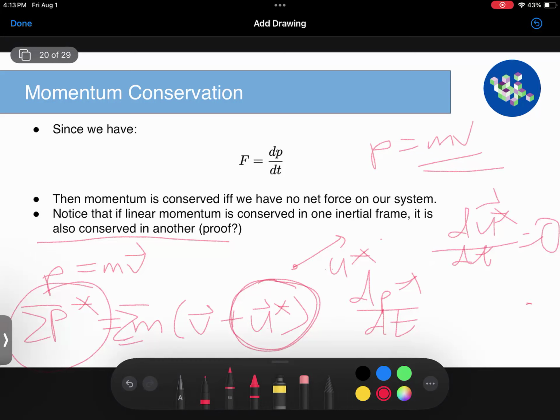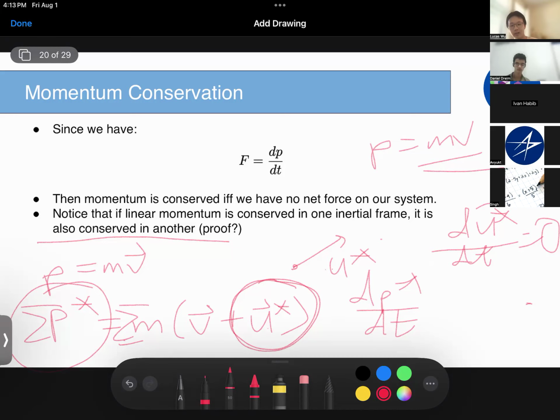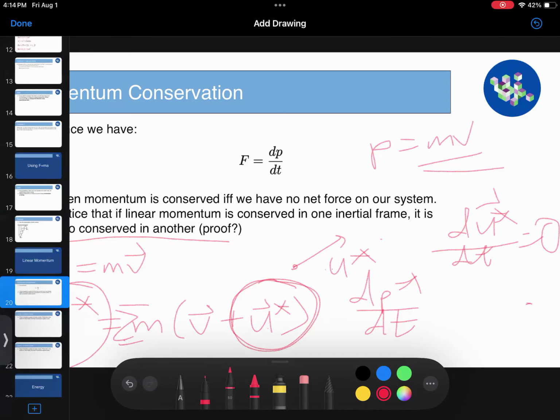So basically, we just proved that if your linear momentum is conserved in one inertial frame, so if the total linear momentum is not changing in one frame, then it's also not going to change in another inertial frame. Does that make sense? All right, hopefully it does. Two minutes left, so quickly go on.